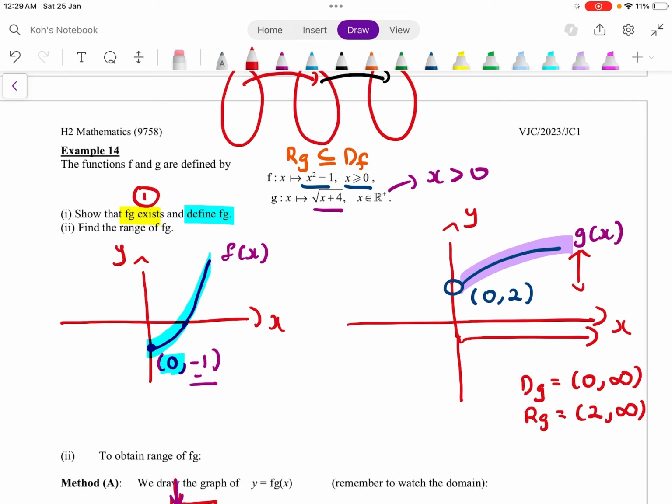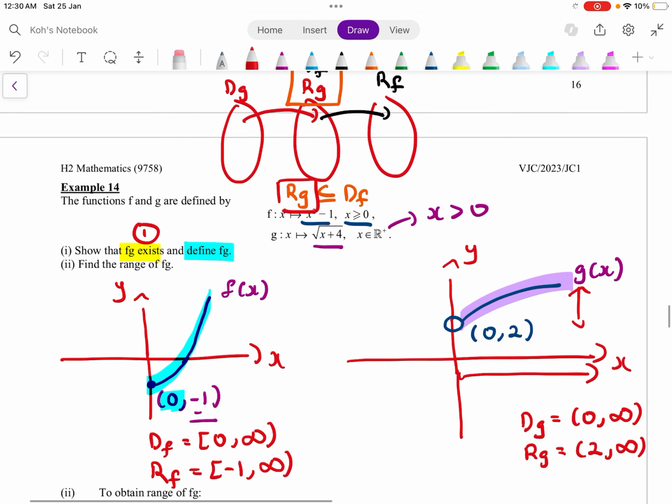Okay, so now I already know my range of g. Now let's determine the domain of f. The domain of f is just the x coordinate, so it's 0 all the way to infinity. Of course, the range of f is -1 all the way to infinity. In order to determine the domain and range, you must always plot the curve using the GC.